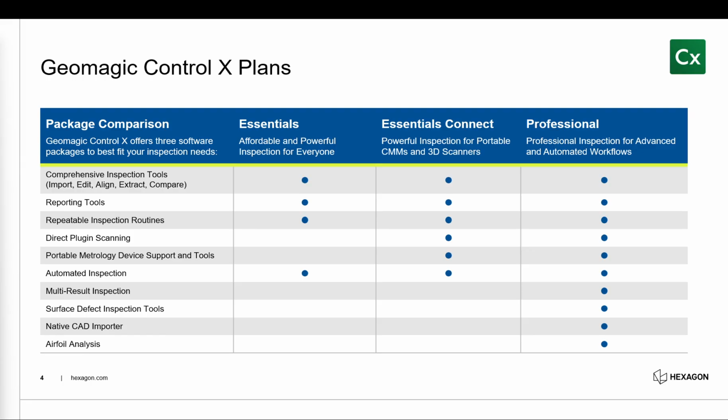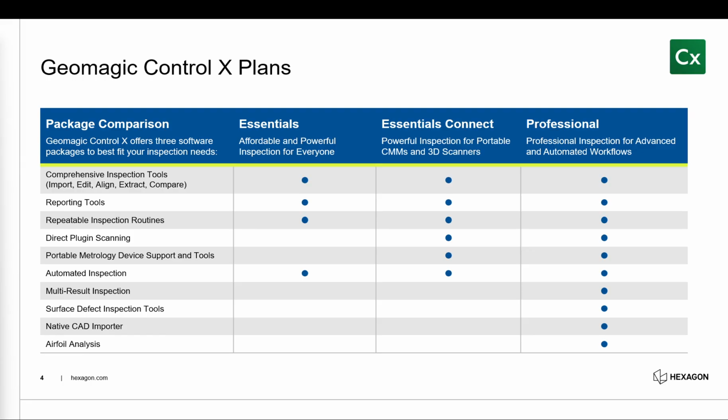It should also be noted that with Essentials and Essentials Connect, you cannot bring in native CAD files, so SolidWorks parts, solid assemblies, or Inventor native files. You will have to convert them to more neutral formats like a STEP, IGES, or a Parasolid. With Essentials Connect, the big difference between the lower version Essentials and Essentials Connect is you can now scan directly into the software, and you can work with handheld scanners or metrology arms and so forth. We have lots of different plugins that are supported from lots of different brands, I might add.